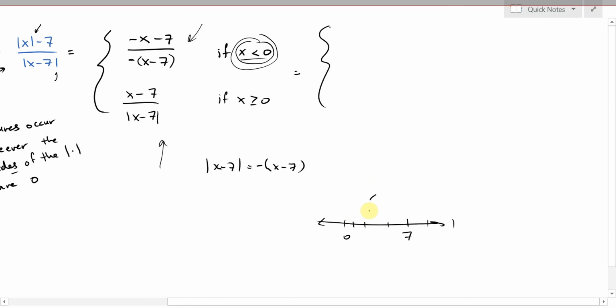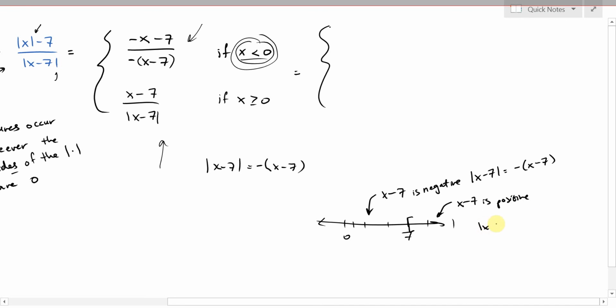if I'm between 0 and 7, x minus 7 is negative, because x is less than 7. So you're subtracting something bigger, you're going to get something negative. In that case, the absolute value of a negative number is negative that number. But at this shift, if x is bigger than 7, then x minus 7 is positive.